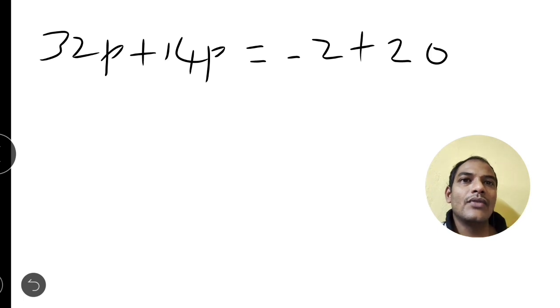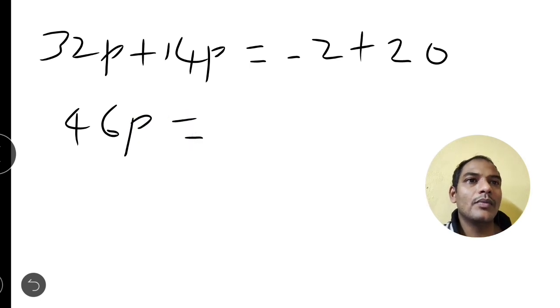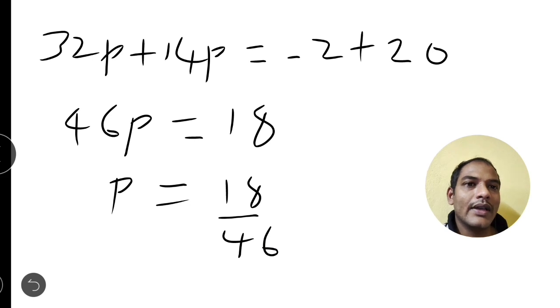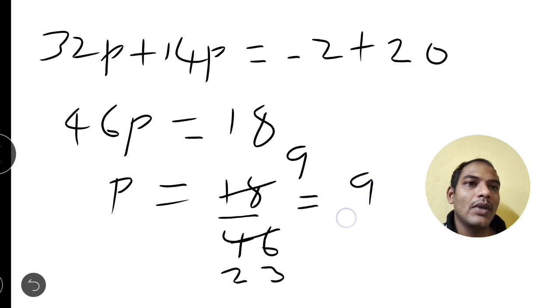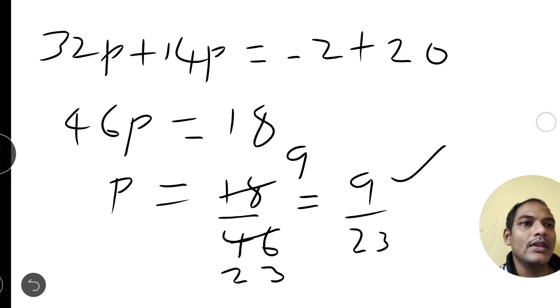So 32 plus 14p, 2 plus 4 is 6, 3 plus 1 is 4, 46p equals minus 2 plus 20 is 18. Now p equals 18 divided by 46. Now both are in the 2 table, 2 9s are 18, 2 23s are 46. So it is equal to 9 by 23. So our required answer is 9 by 23.